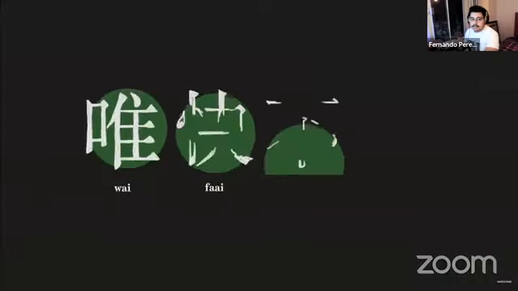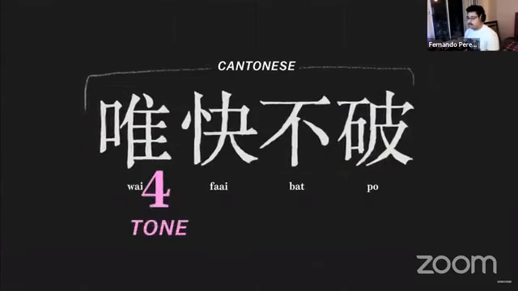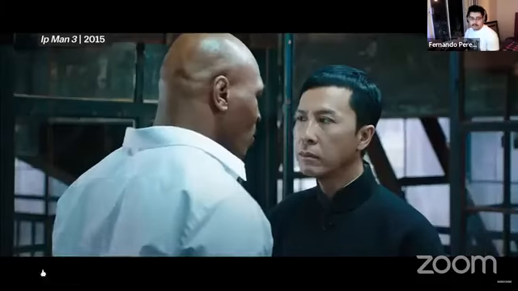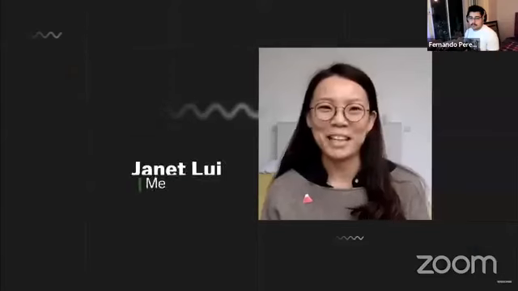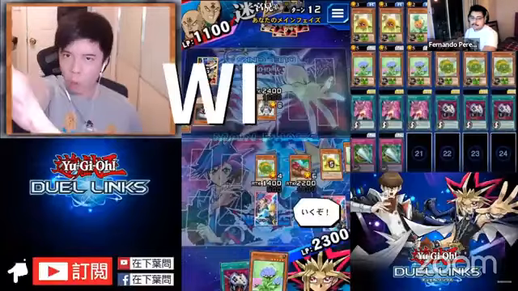There's a saying in Hong Kong kung fu movies. It means only speed is unbreakable. That's in Cantonese, a language with tones, which English speakers have trouble distinguishing. So when an American says that phrase with the wrong tones, you get a Cantonese meme. It became kind of a joke that people will send to each other.